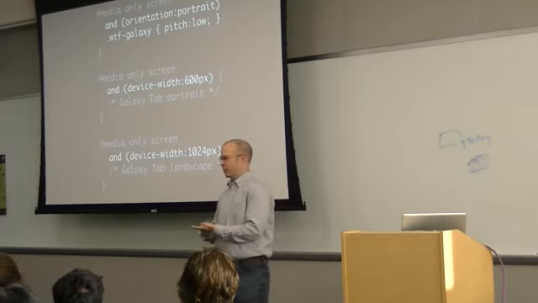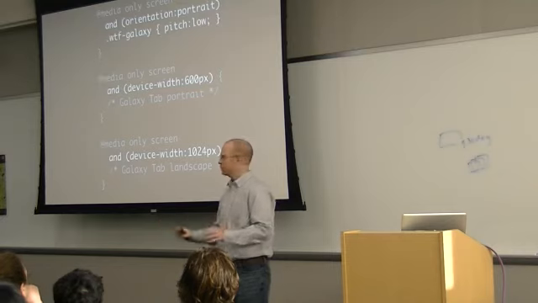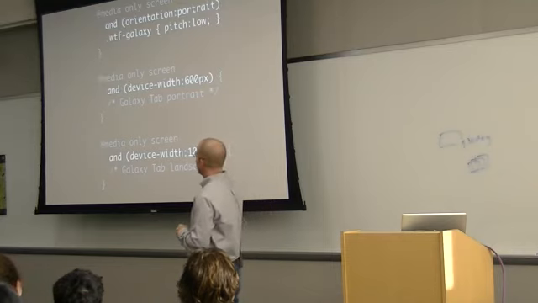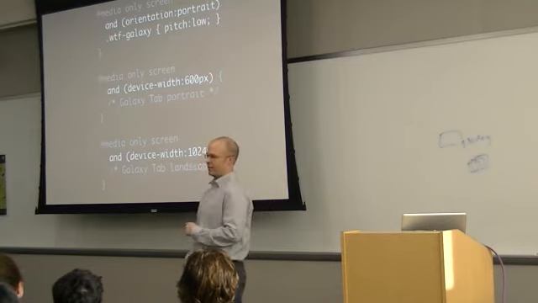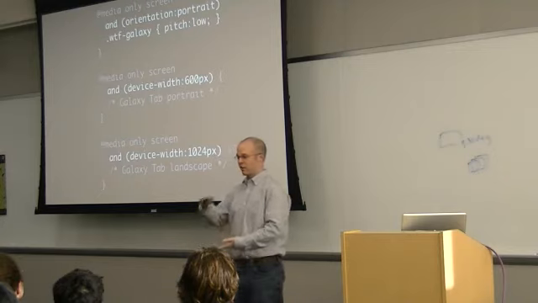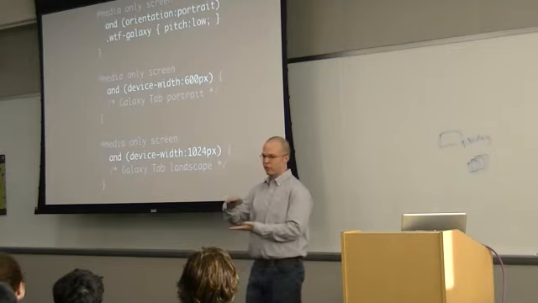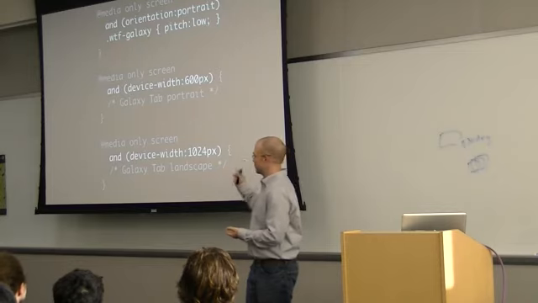The Galaxy tablet's orientation is broken, just flat out broken. One thing you can rely on are the widths. The device width is always consistent. We saw that device height is broken. We saw that orientation is broken. Device width is consistent.